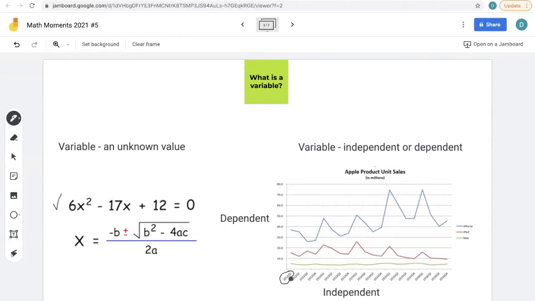So at, let's say 2012 at Q1, well, the iPhones, which are the blue, were up at about here at this point. So that's somewhere between 30 and 40 million sales. But let's look at 2015 in Q2. Well, they were up much higher. At that time, they were somewhere between 70 and 80 million in sales. So that tells us that the sales are dependent on the year, whereas the year is not necessarily dependent on the sale. So when making the distinction between them, that's kind of a good way to go about that. Does one depend on the other?